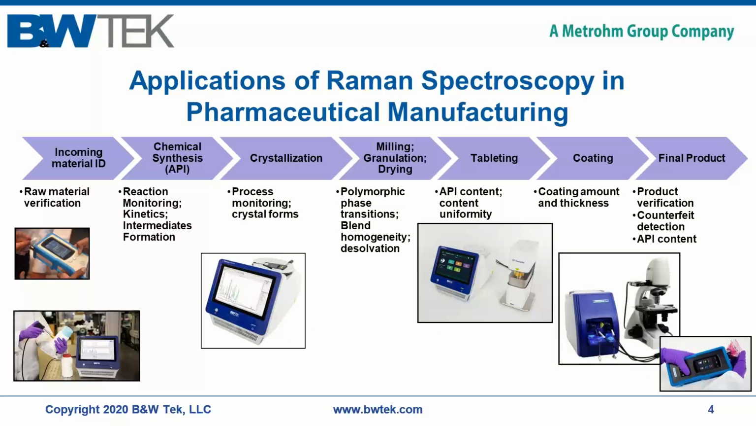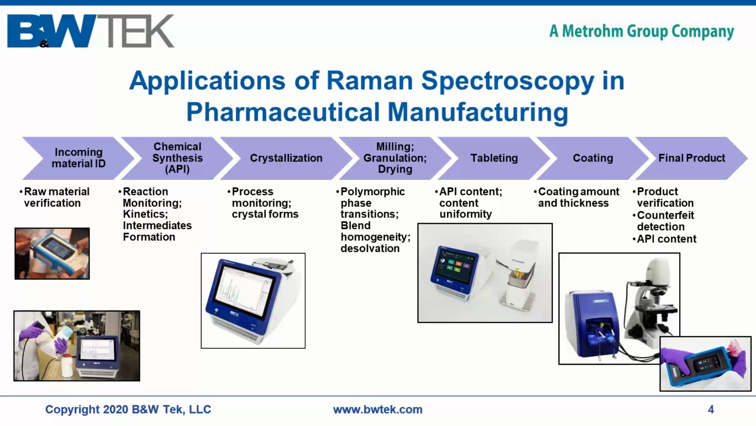There are many different areas across pharmaceutical manufacturing where Raman spectroscopy can be used. From the beginning, incoming raw material verification using handheld Raman spectroscopy, typically through to the final product release, and also even in counterfeit detection. Many a company has Raman spectroscopy in their teams, where they get materials that may have been seized and determine whether it's the authentic product that they have made or if somebody is counterfeiting their products.